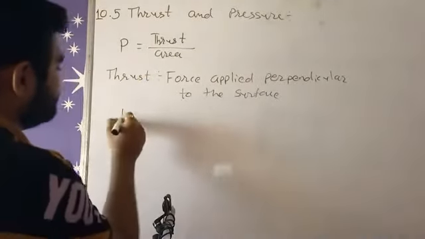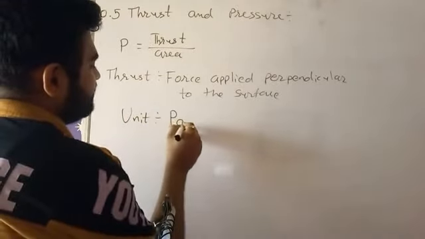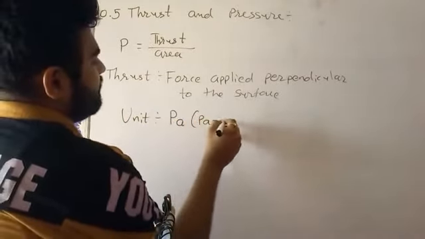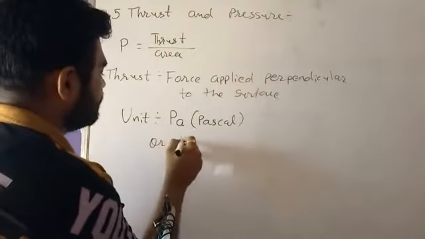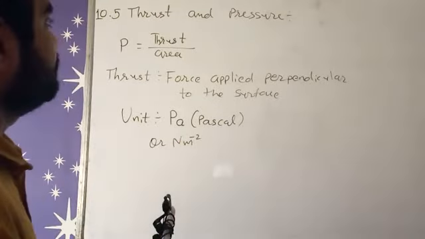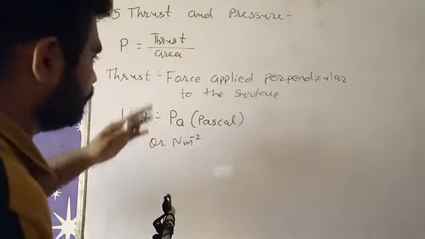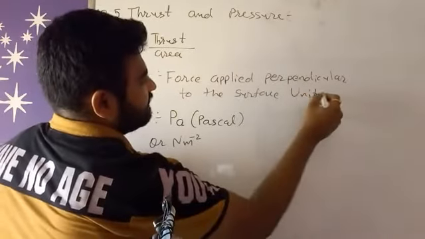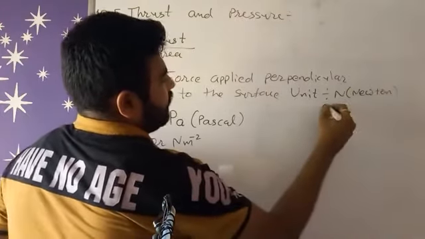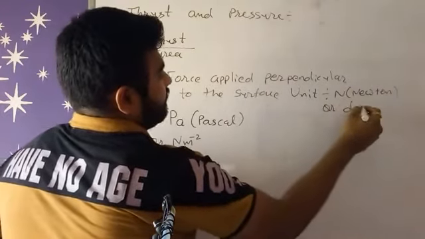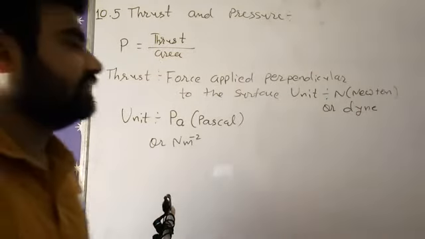Now the unit of this, first, the pressure unit in SI is Pascal, named after the scientist Pascal, and the other unit is Newton per meter squared. So that is the simple pressure unit, and we know that thrust is one type of force. So the unit of that is Newton, its SI unit, or we can take the Dyne unit, right? So that is thrust and pressure.